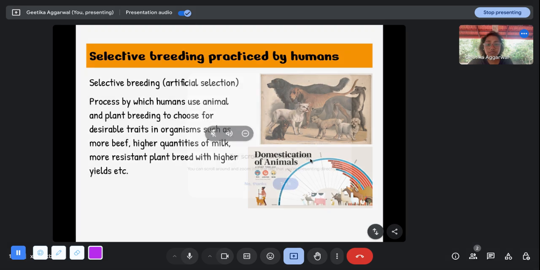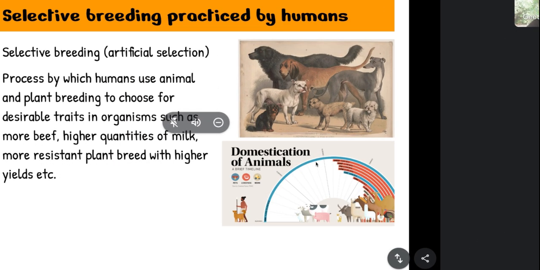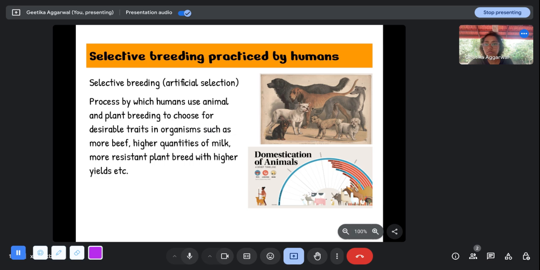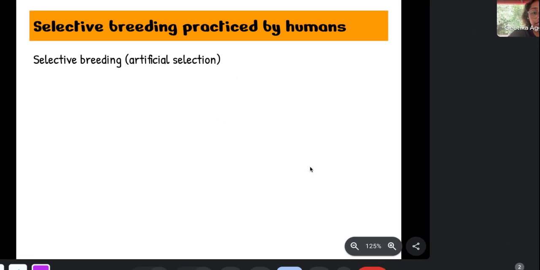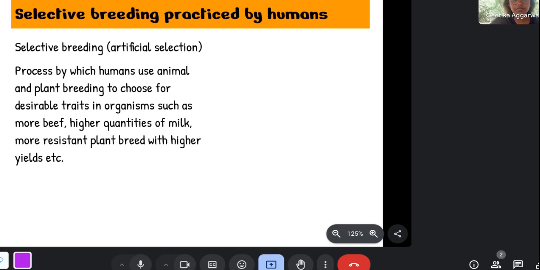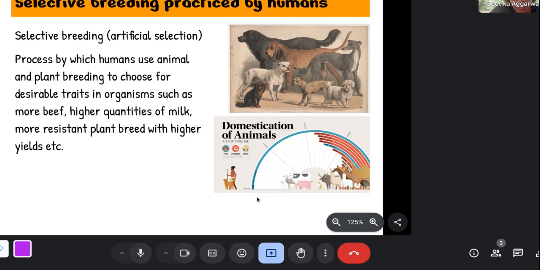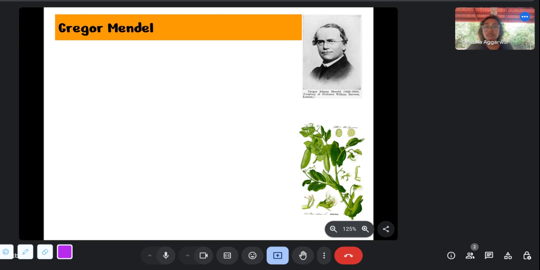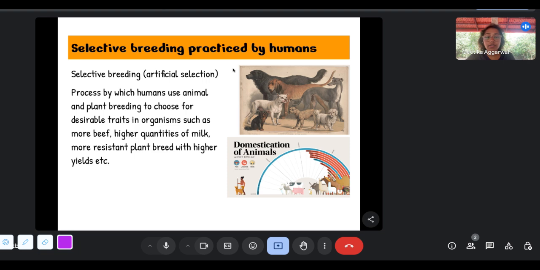And if you look at the time scale since when this has been happening, as early as 20,000 BCE, humans have been domesticating wild animals. So we have been practicing selective breeding for a long time now.